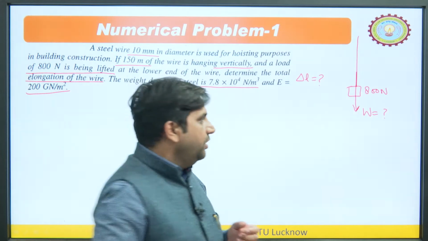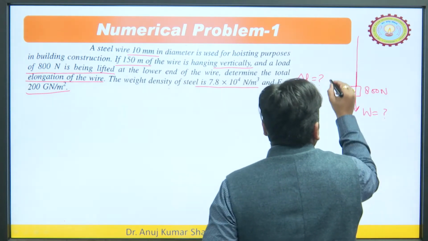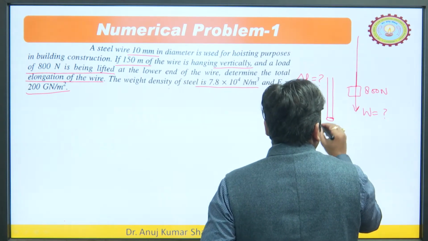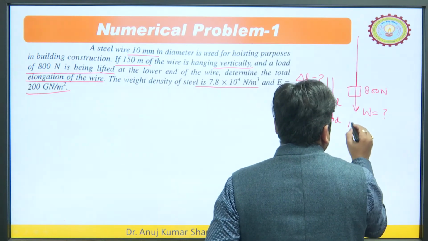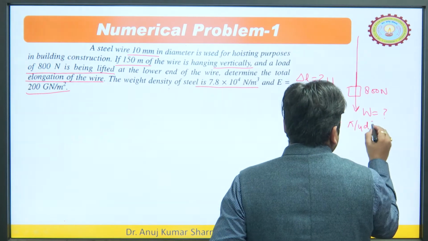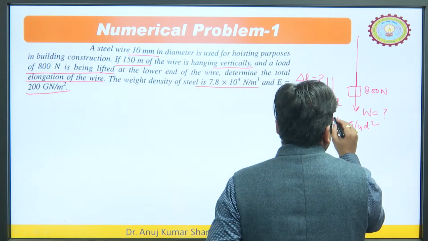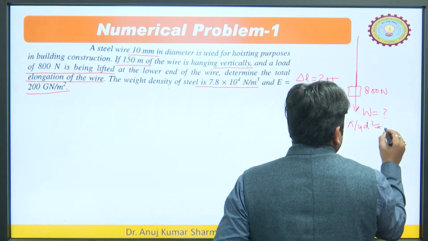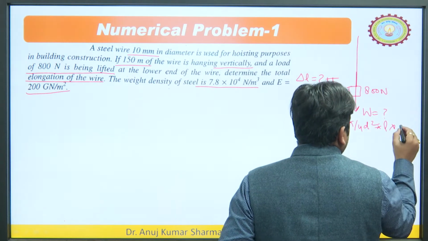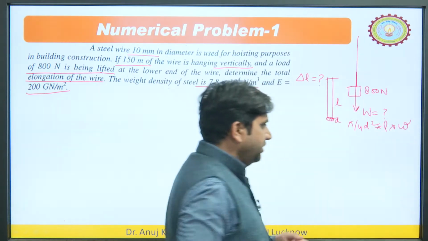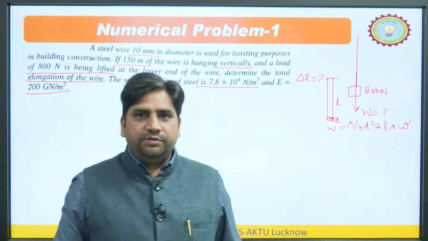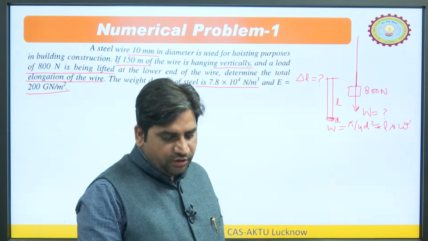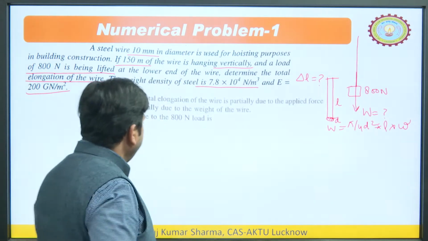For volume, you have the wire diameter and length given. So, pi by 4 d square is the area, multiplied by total length is the volume, multiplied by the weight density. So, you can easily find out the weight, a simple mathematical calculation. Now let us start solving this problem.